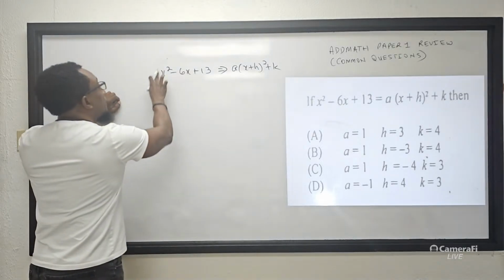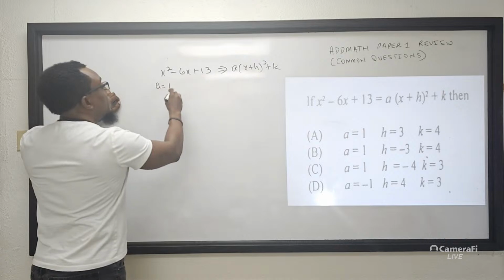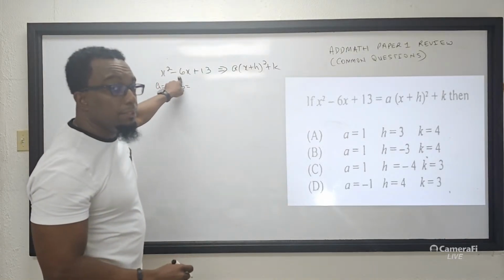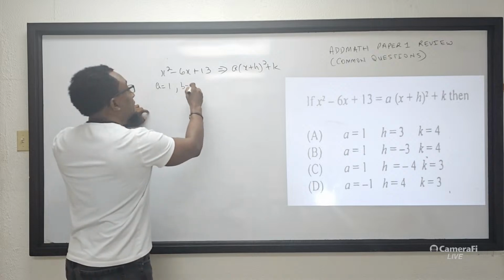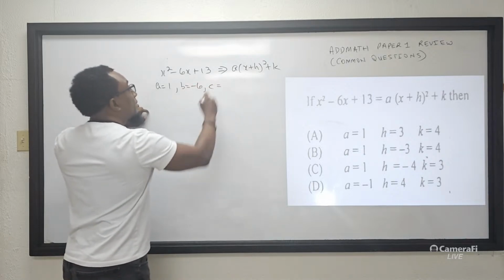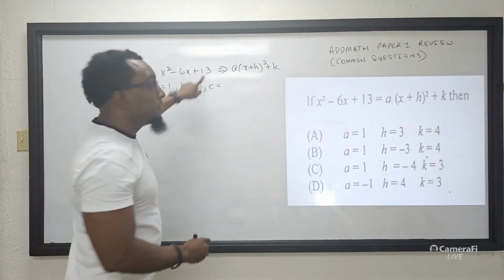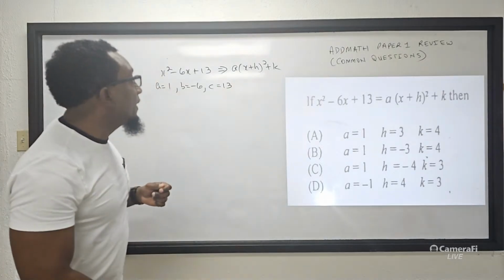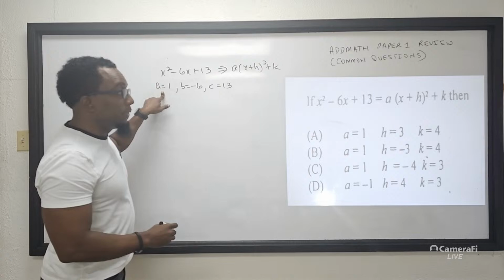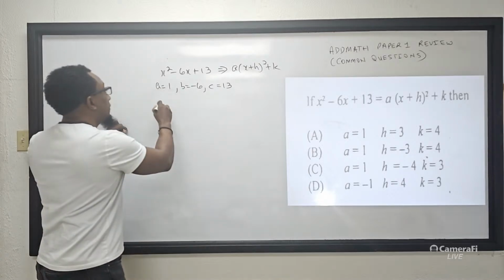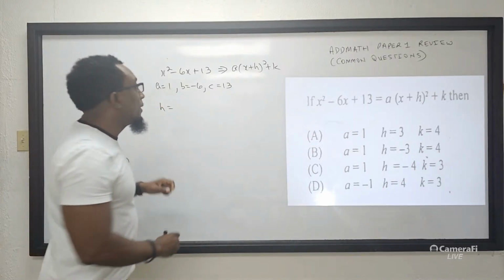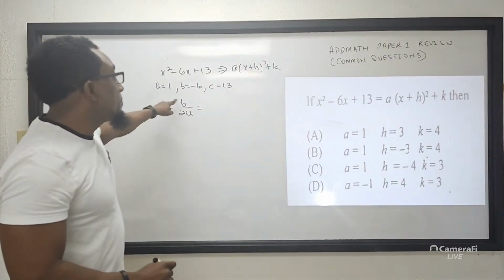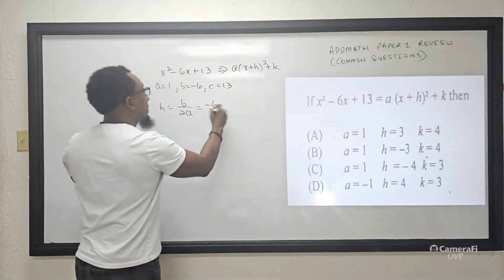So we know that the number in front of x squared is 1, which is a. The number in front of x is negative 6. The coefficient of x, which is negative 6, represents b. And the constant 13 will represent c. So in order for us to find h, already we know a is 1. In order for us to find h is equal to the formula b all over 2a. So I'm going to replace b with negative 6 over 2.